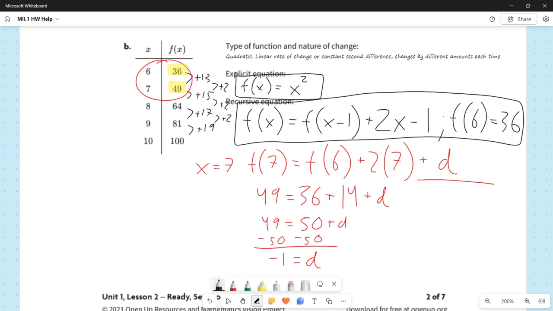So that's our final answer. The recursive equation is f of x equals f of x minus 1 plus 2x minus 1, and f of 6 equals 36.